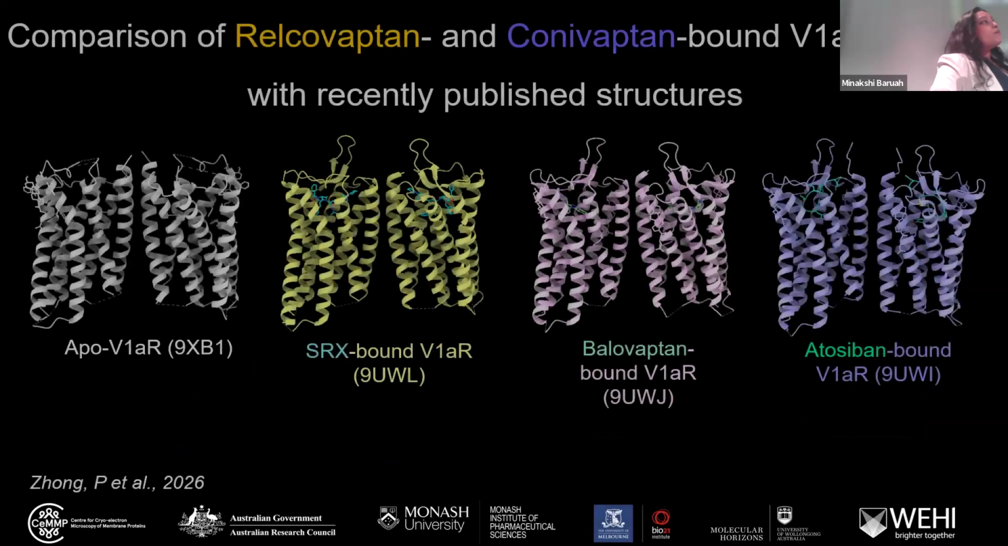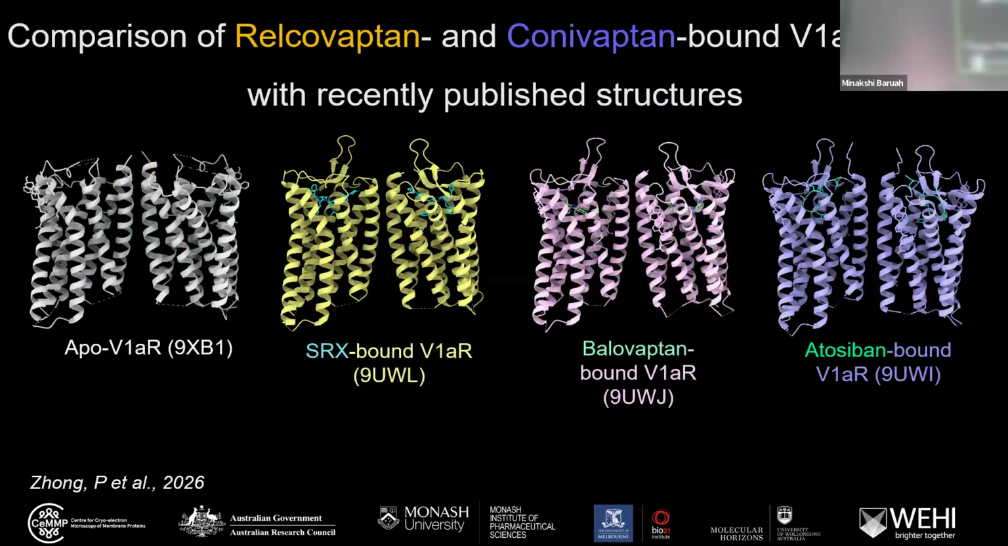Then, while preparing this thesis at the end of my PhD project, another group came up with the V1AR structures at inactive state that were published literally in January this year. I was devastated, mostly. But they have got four structures, one APO and three compound bound structures. So I had to look at them quite closely.